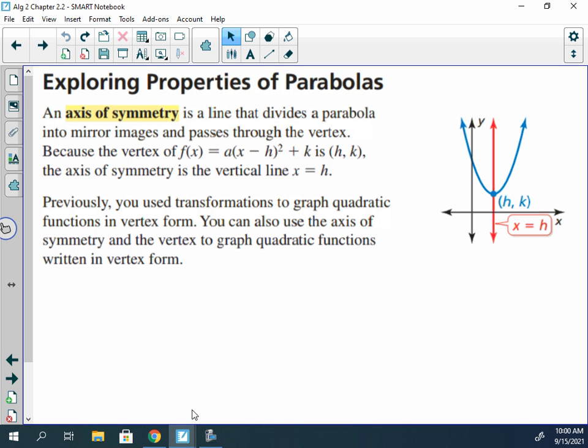Previously, you used transformations to graph quadratic functions in vertex form. You can also use this axis of symmetry and the vertex to graph a quadratic function. Because if we know it's a mirror image on either side of that line, if I can get one side of it, I can mirror it over and get the other.